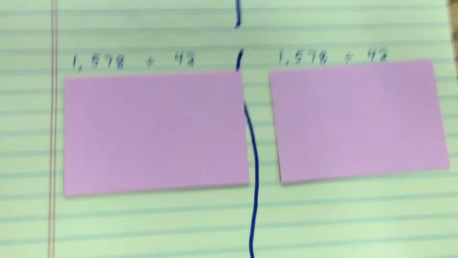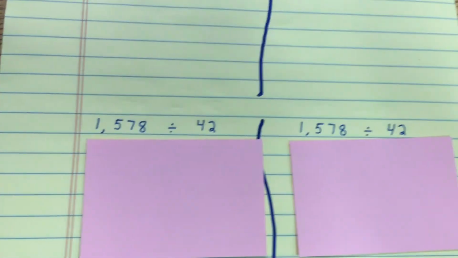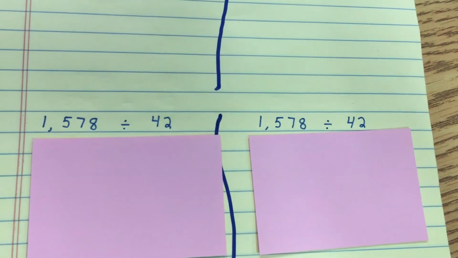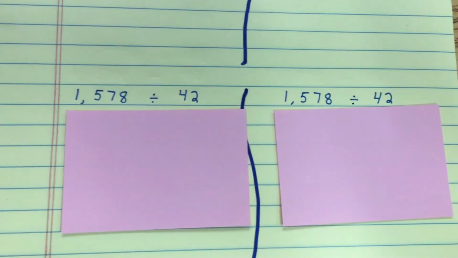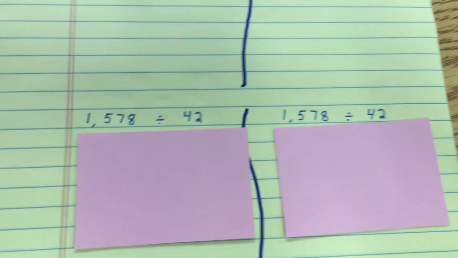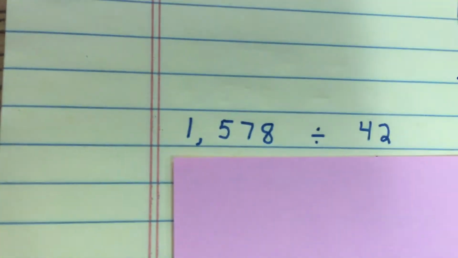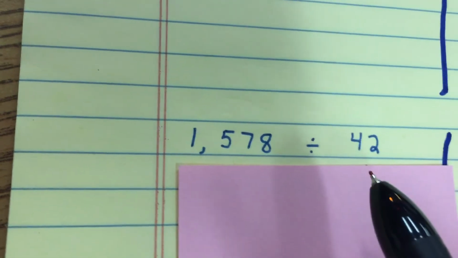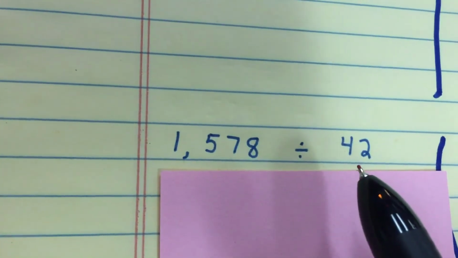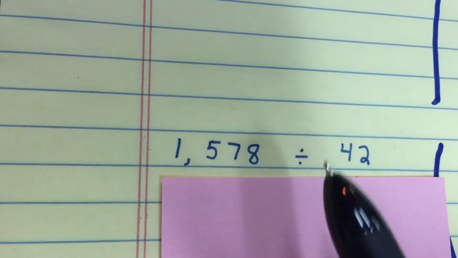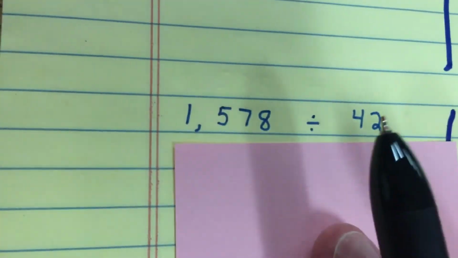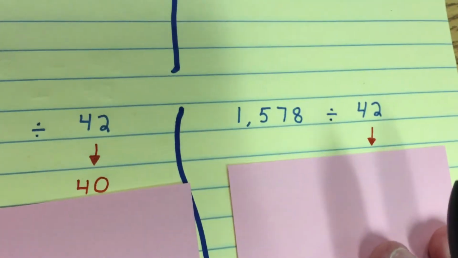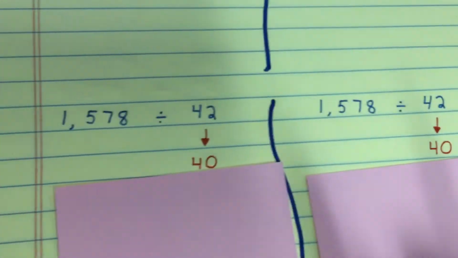So on both sides of your board, you're going to write the following division problem. 1,578 divided by 42. Write that on both sides, and then put a squiggly line down the middle. Now let's focus on our first estimate. We're going to look at that 42, and we're going to round it to the nearest 10. And that's how we're going to estimate that number. So the nearest 10, that's right, would be 40. So we're going to have 40 on both sides.